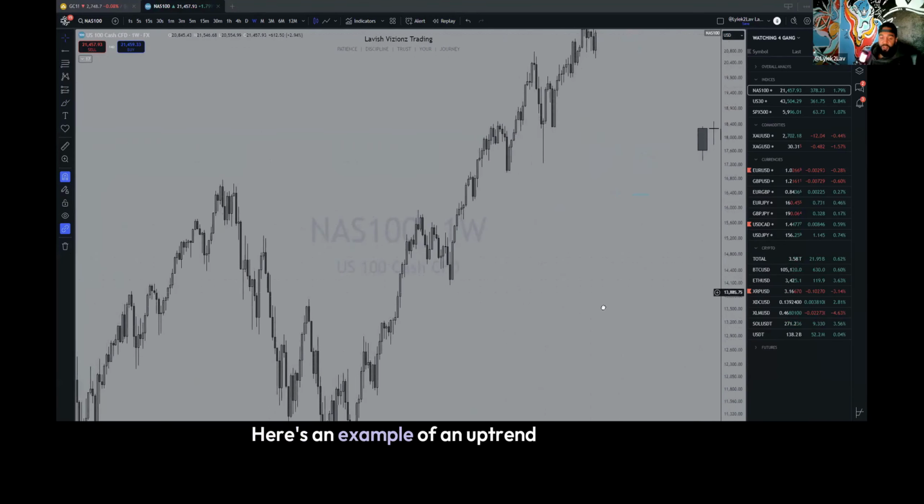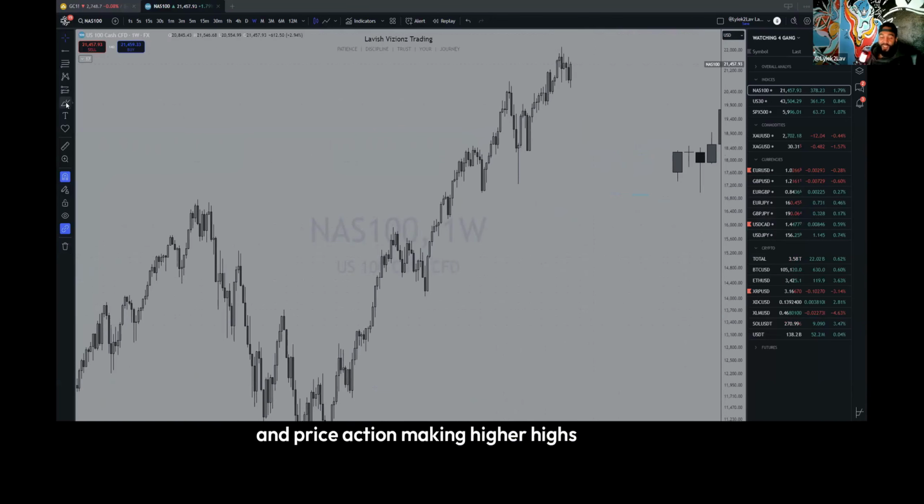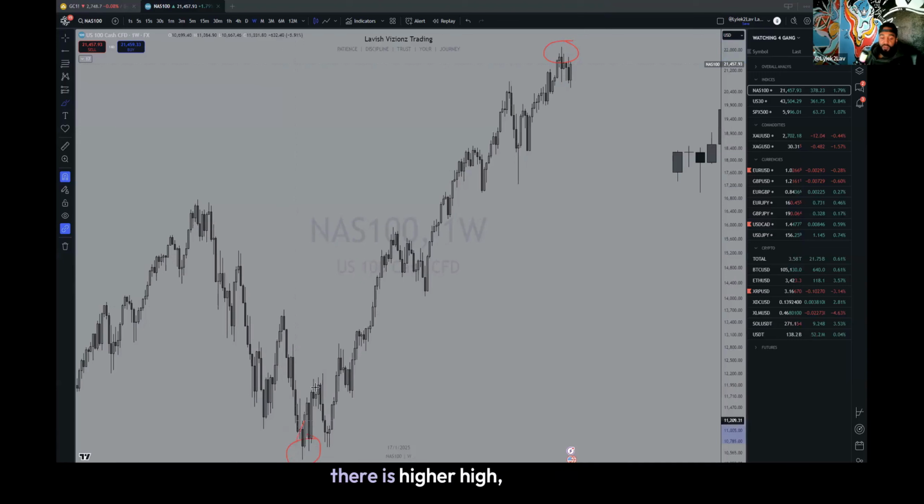Now, here's an example of an uptrend and price action making higher highs and higher lows. When we start at the bottom of our screen, we move to the right from point A to point B, we can see that we are moving higher overall. But as we break it down, there's higher high, higher low, higher high, higher low, and just continuing to go higher overall.